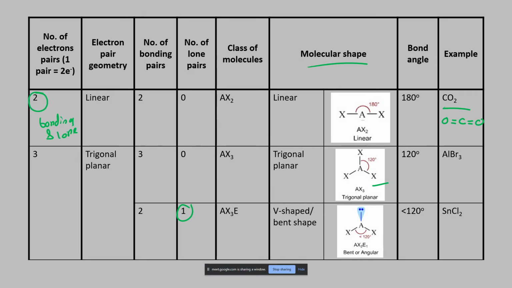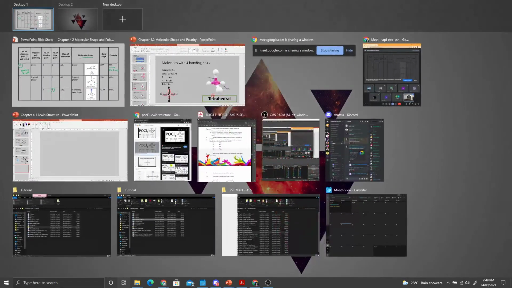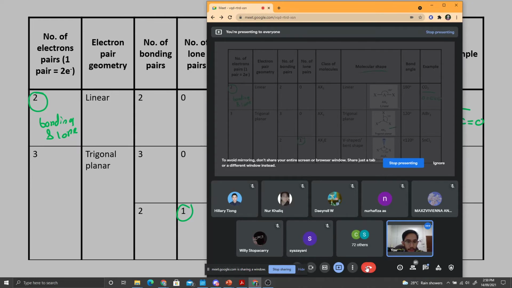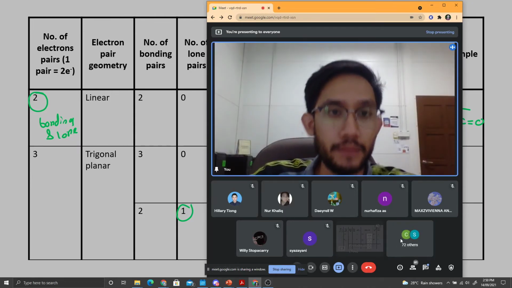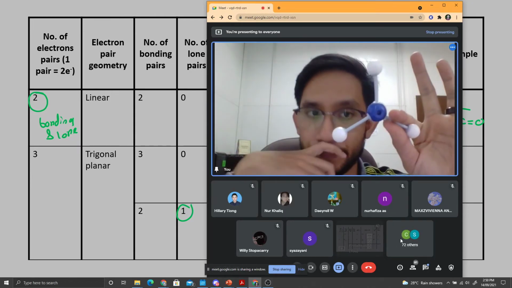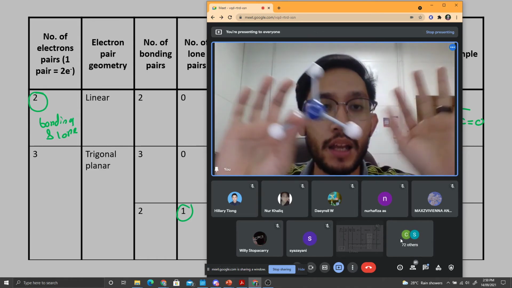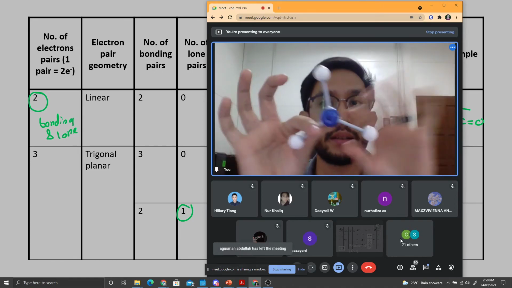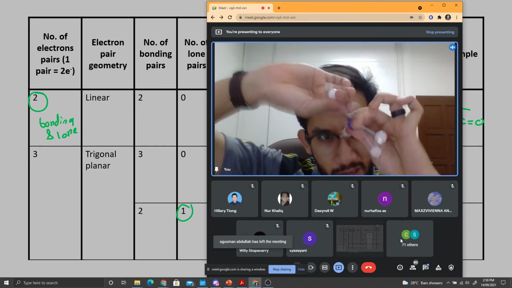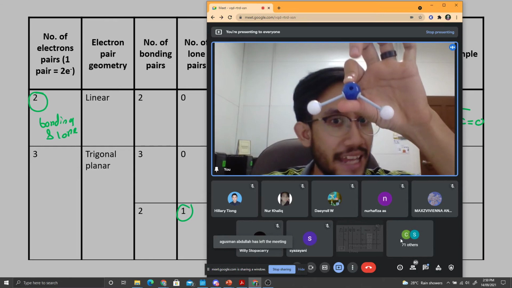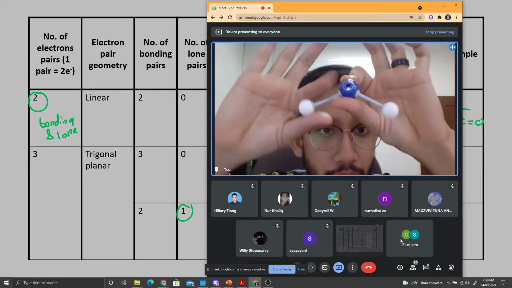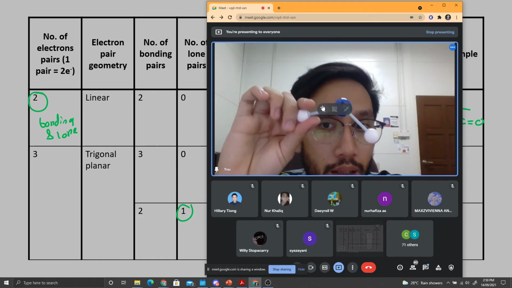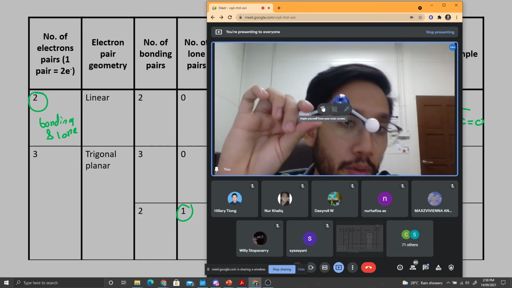So let me show you my camera. Okay, my camera. Okay, tengok my camera. This trigonal planar. Okay, it start with trigonal planar. But now one of the bonds are lone pairs. So instead of having bond, they're lone pairs. So actually the shape is V shape ataupun orang panggil bent molecule. Okay. Kalau you guys tengok, dia cakap with V shape or bent shape.